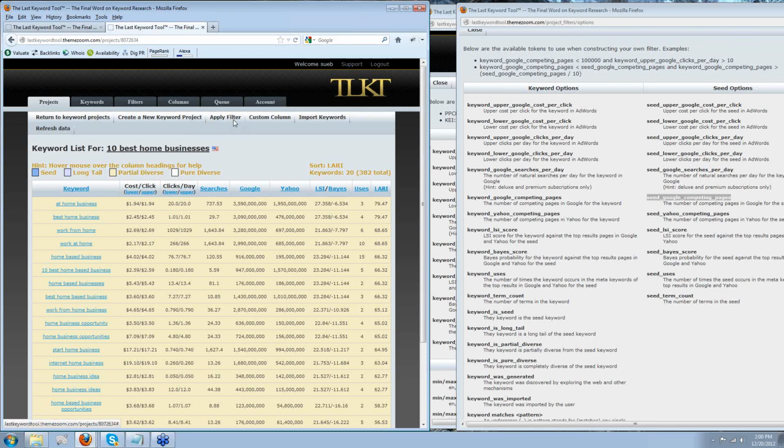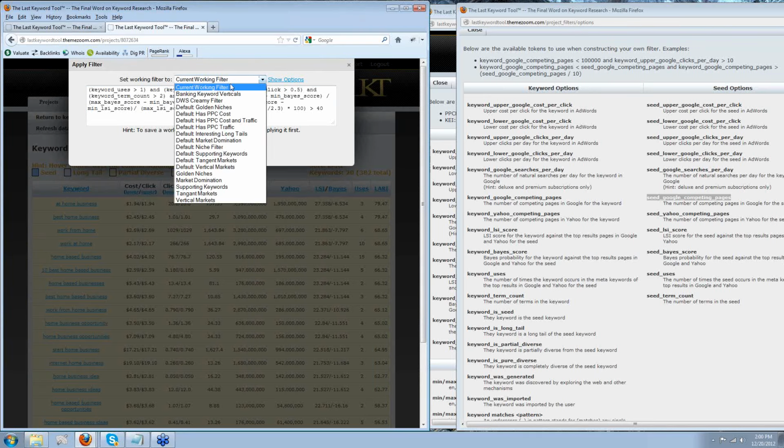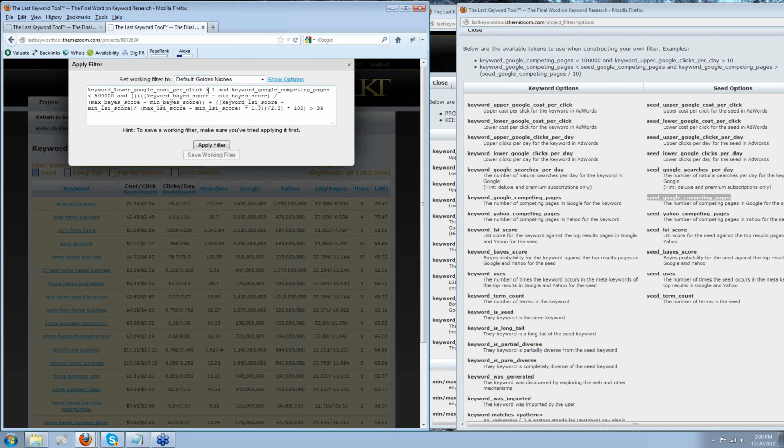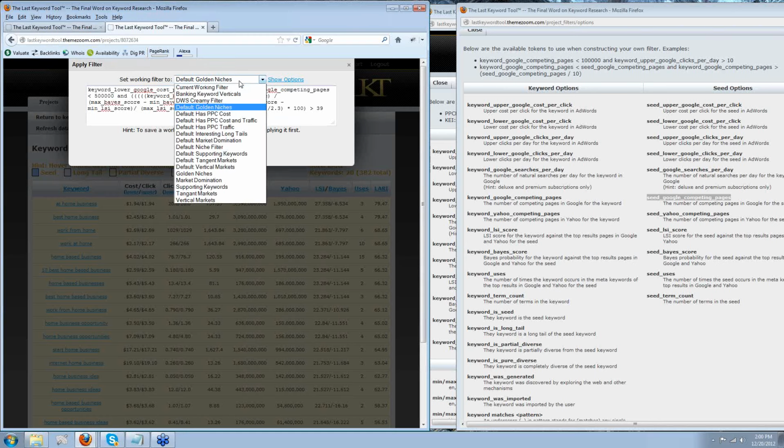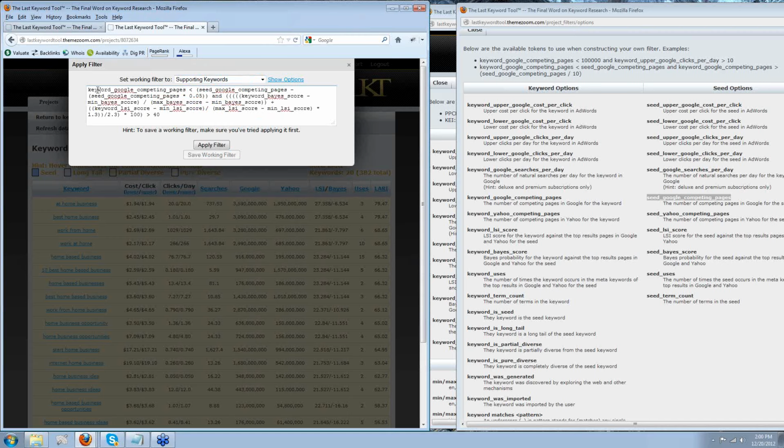So we talked about, I think I've got one more filter in here. Let's look at the golden niches filter for a second. Clicks per day greater than 1, competing pages less than 500,000, and a thematic relevance that's 40 or above. That's not really what I was looking for, though. What I'm trying to find is supporting keywords. That'll work. So supporting keywords, you've got the competing pages less than the seed term.